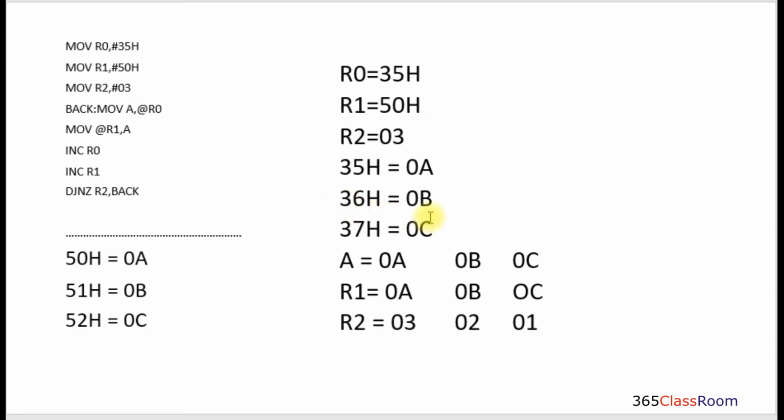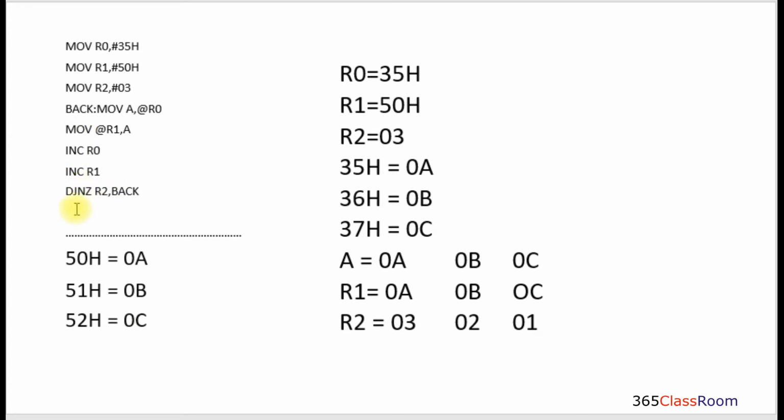That means @R0 means R0 is pointing to some data. That data you have to transfer to the accumulator. Then that data is transferred to @R1. Now R1 is at 51H. So that data is transferred to the R1 location. Then again R0 is incremented to 37H and R1 is also incremented to 52H.